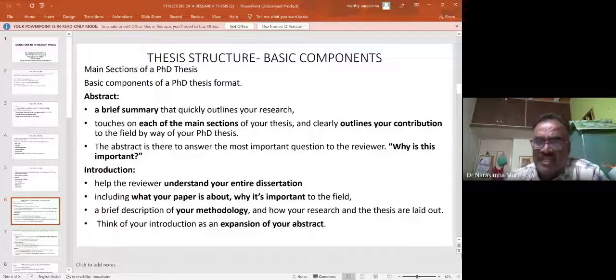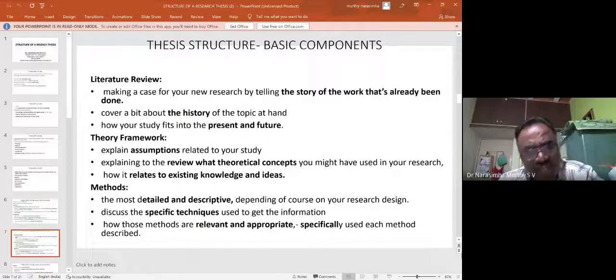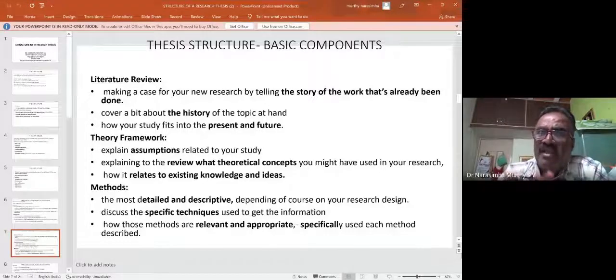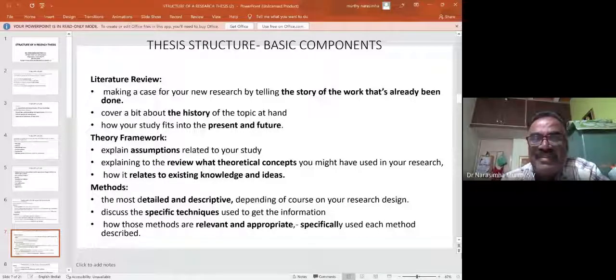The next one is introduction. It will help the reader to understand the entire dissertation, entire thesis. It is like two important things: what is your paper about and why it's important. And a small description of methodology should be there. Remember, an introduction is a kind of expansion of your abstract. Then it's followed by literature review. I'm going to deal with all these things in detail. I'm only just giving you a brief kind of synopsis.